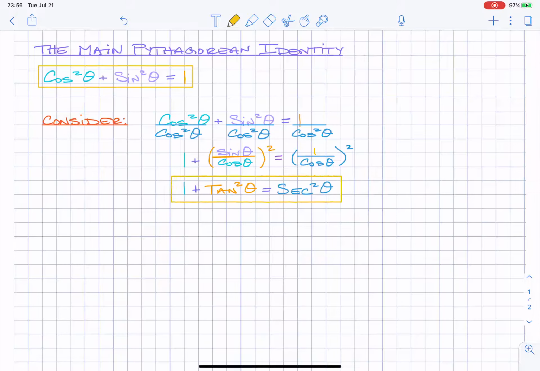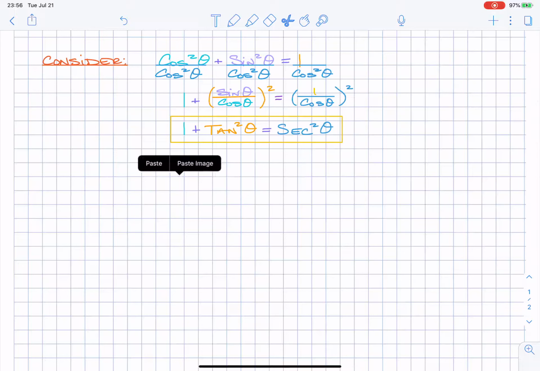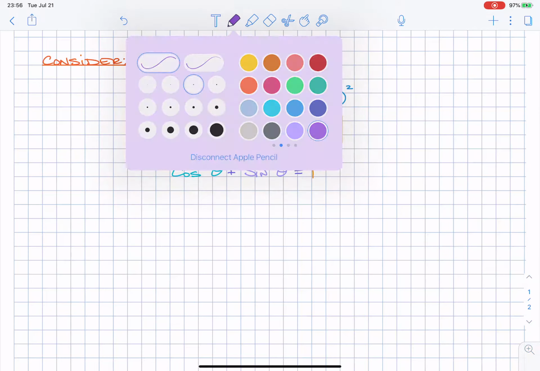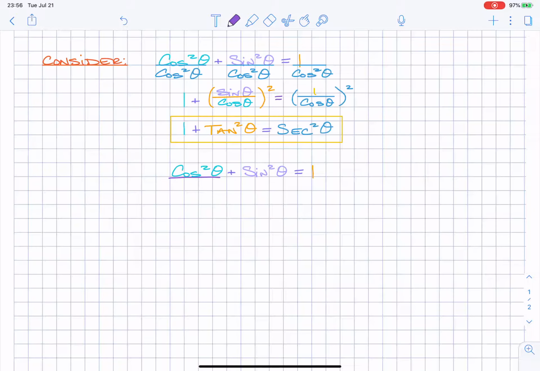So notice, in order to get this Pythagorean identity, I only really need the main Pythagorean identity. So let's consider again, if I were to use this main Pythagorean identity, but instead of dividing through by cosine, let's divide through by sine and see what happens. So I'm going to divide everything by sine squared of theta, dividing each term by sine squared of theta. Whatever I do to one side of an equation, I do to the other.